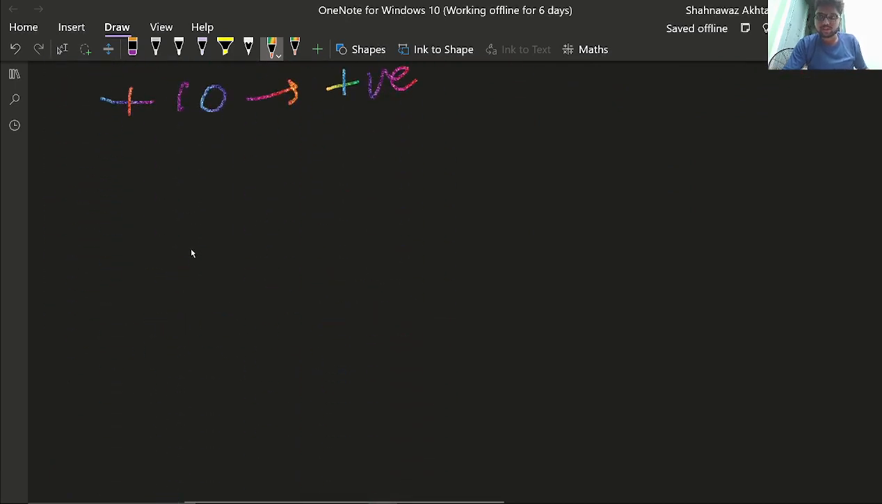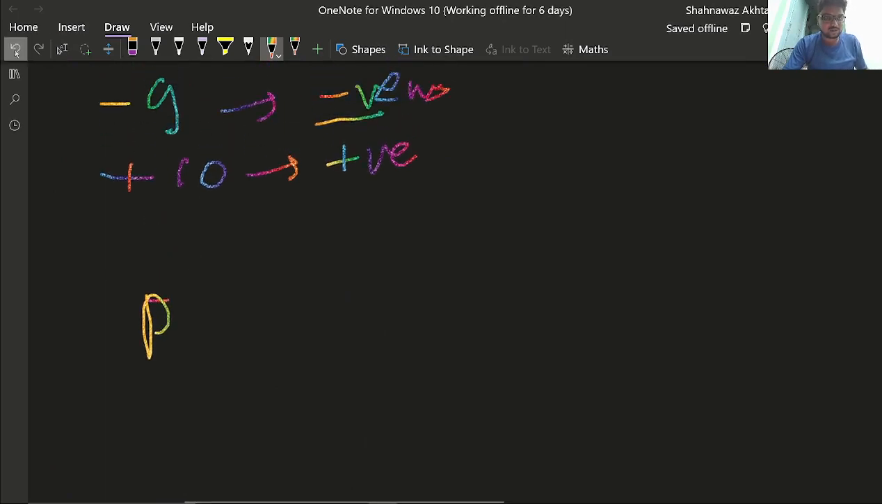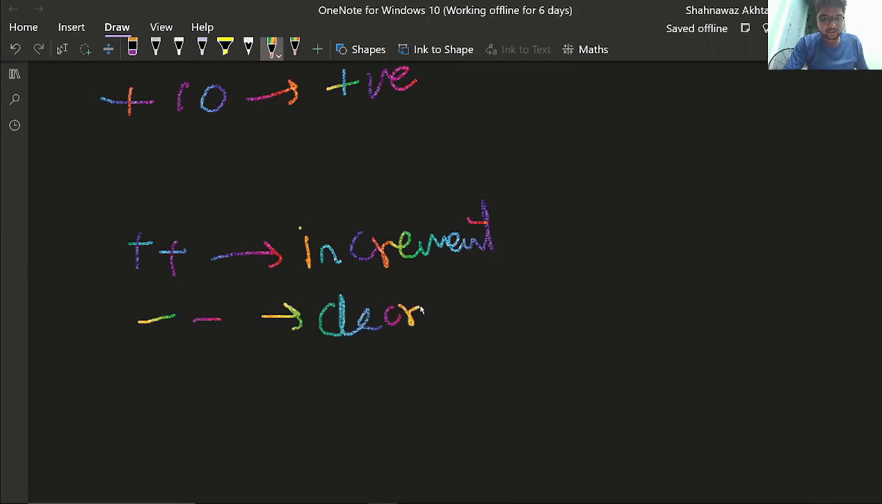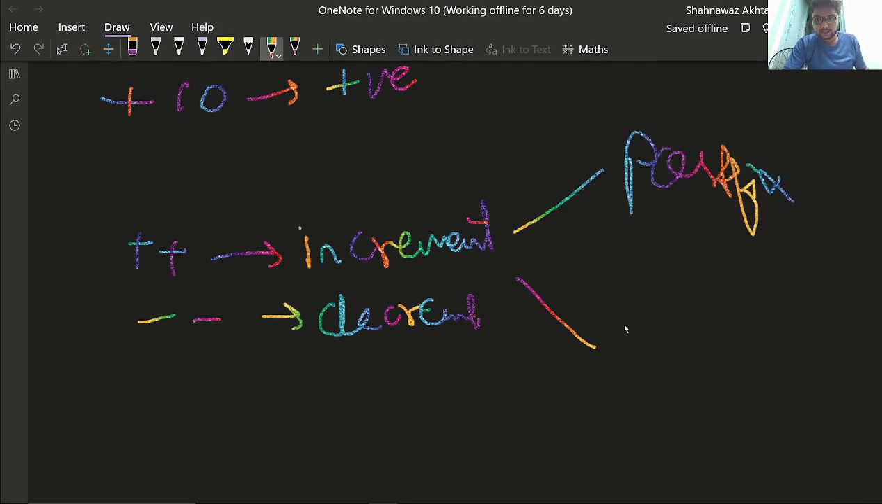In this also we have two classifications. These two operators are known as increment and decrement. When we use plus plus, it is known as increment. When we use minus minus, it is known as the decrement operator. And again, there are two classifications: postfix and prefix. Let me explain both. First, let me explain postfix.